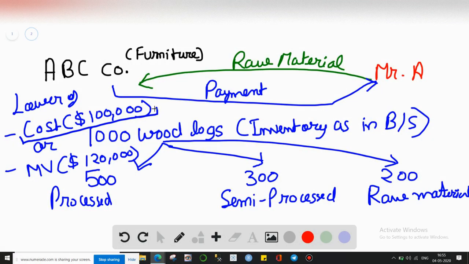I'm considering $100,000 and $120,000, but let's say suppose there are billions of inventory. Now it will heavily affect the profit as well as loss amount in the income statement and net assets in the balance sheet. So that is why the conservative concept is followed, which says that the inventory will be shown at the lower of cost or market value in the balance sheet.